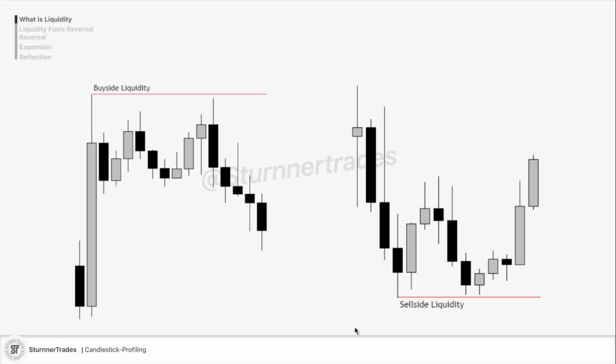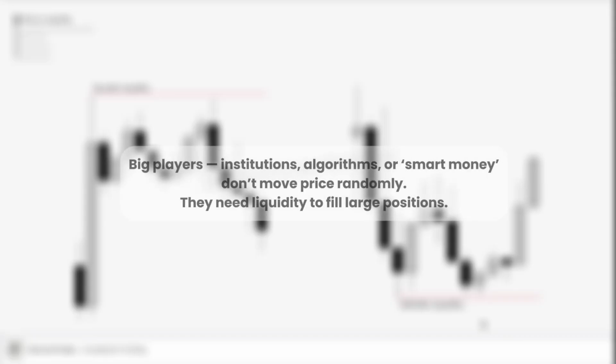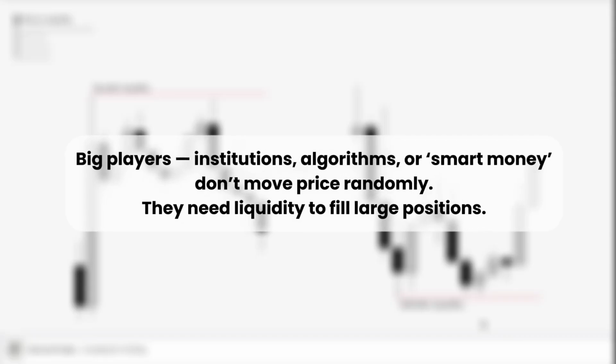First, we need to understand that liquidity is the fuel of the market. It traps money waiting to get taken. Think of it like this: retail stop losses, breakout orders, or pending trades, all clustered around obvious highs and lows. These are the zones where most traders either pile in or get taken out. And this matters because big players, institutions, algorithms, or smart money don't move price randomly. They need liquidity to fill large positions.